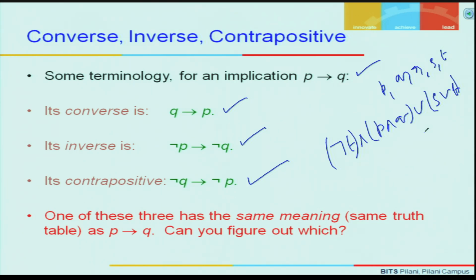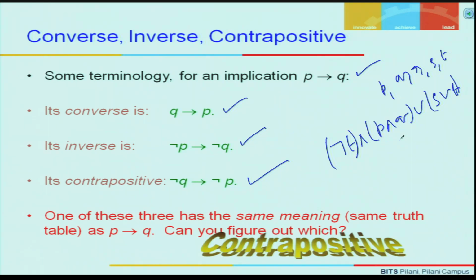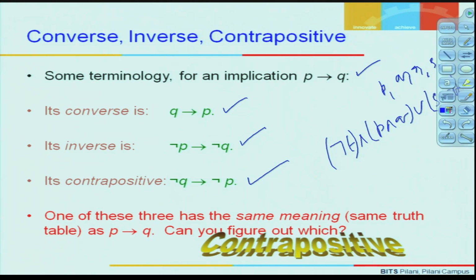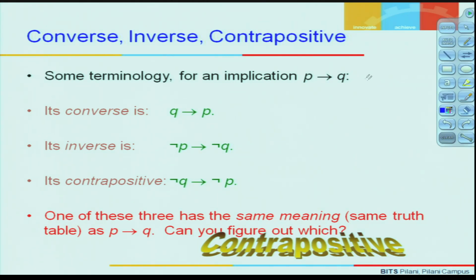How do we check it out? We will figure out which of the two compound statements are really the same. So there is a way to do it. How generally people do it is, in fact, we will show that of the four statements that we have got, P implies Q is the same as not Q implies not P.